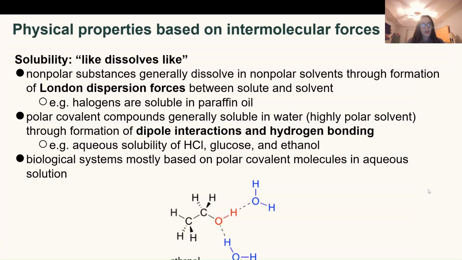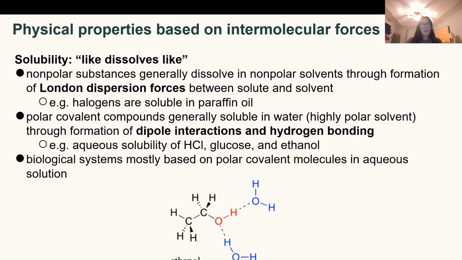Okay, so the last thing I want to talk about is how these properties affect solubility, because that is a physical property that also depends on intermolecular forces. If two things have similar intermolecular forces, they will dissolve, and that's because like dissolves like. So if something is nonpolar and only contains London dispersion forces, it's going to dissolve in something else nonpolar. For example, in oils. So halogens, which are nonpolar, because they're fluorine, bromine, chlorine, iodine, can dissolve in oil because oil is also nonpolar.